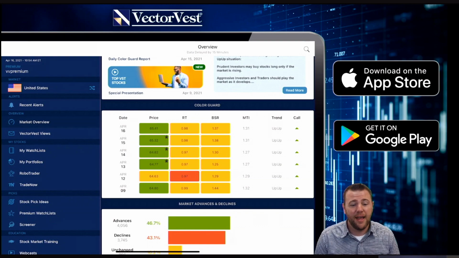After that, we then get the calls column, which stands for our confirmed calls, and our confirmed calls are our most conservative timing system. They're our last signal to get into the market and our last signal to get out. So right now we can see that we are currently in a confirmed up situation.